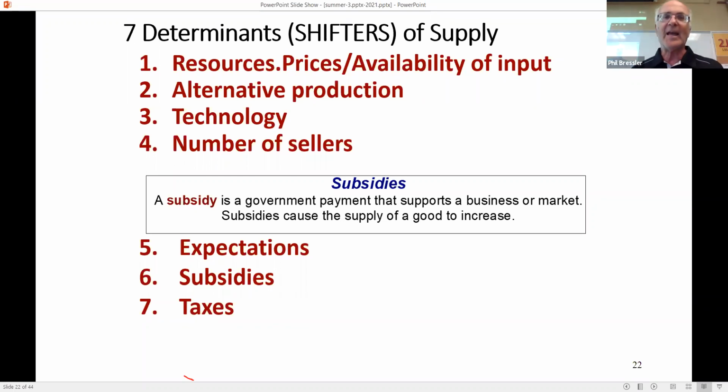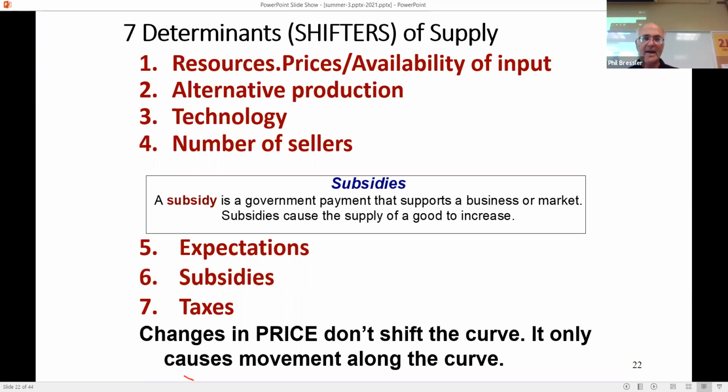Any questions on anything we did today? Again, a change in price doesn't shift the curve. It's just going to slide up or down the supply curve.